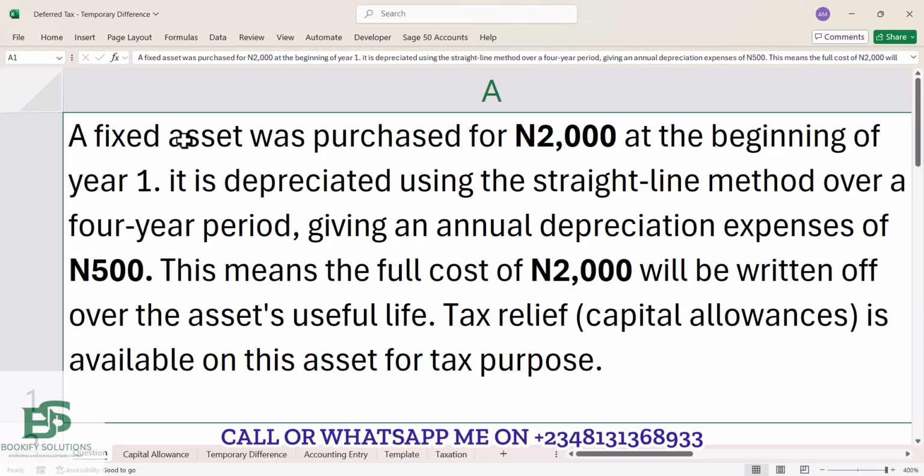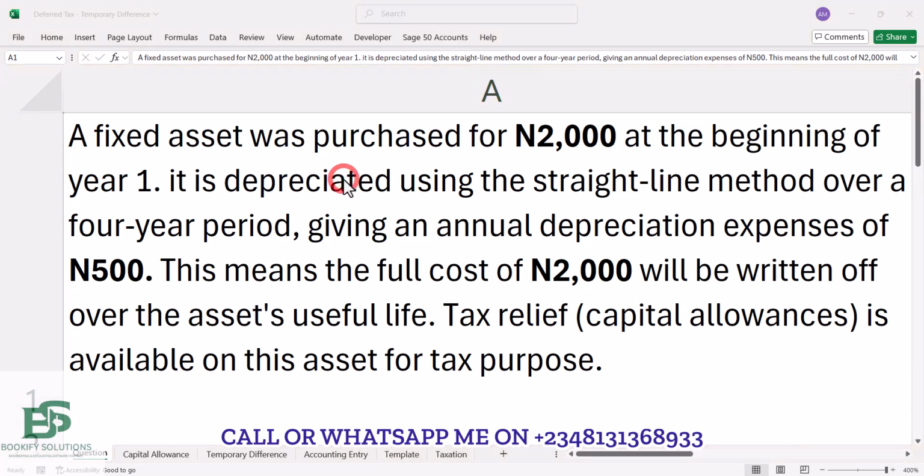They buy one particular fixed asset for 2,000 naira. I'm just using this value so that it could be easy for us, at the beginning of the first year of the business. Now they depreciate it using the straight line method for a period of 4 years. They say they could use it for 4 years and they will depreciate it straight line. Straight line means they would deduct the same reduction every year. So they decide that 500 would be reduced from 2,000 every year.